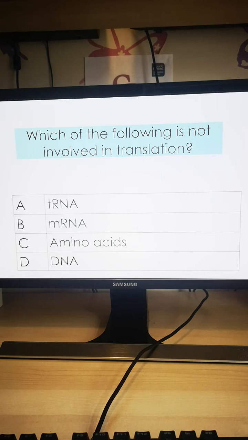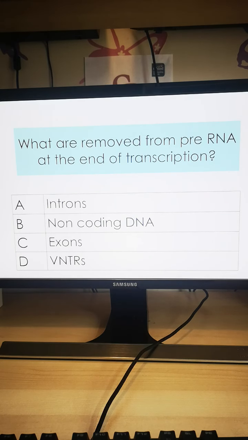Which of the following is not involved in translation? Oh, we should be fast on this one then. Just DNA. So DNA is not involved in translation at all. What are removed from the pre-RNA at the end of transcription? So what do we know gets removed? It's the introns, or otherwise known as the non-coding DNA.